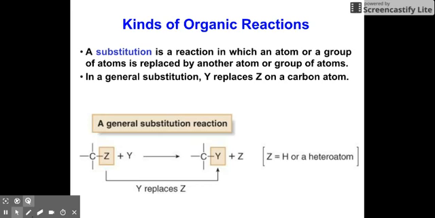The first one is substitution reaction. Substitution reaction is a reaction in which an atom or a group of atoms is replaced by another atom or group of atoms. So substitute, you replace. So in general, for example, this Z will be replaced by Y. So Y will take over the place of Z and Z will be alone. Z can be a hydrogen or a heteroatom. Heteroatom means any atom other than carbon or hydrogen. Sometimes it's an element that's more electronegative than your carbon. So basically, it's just substituting.